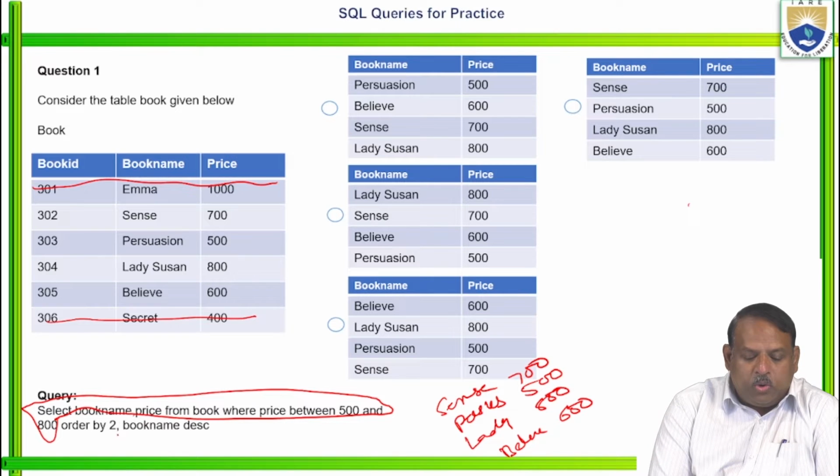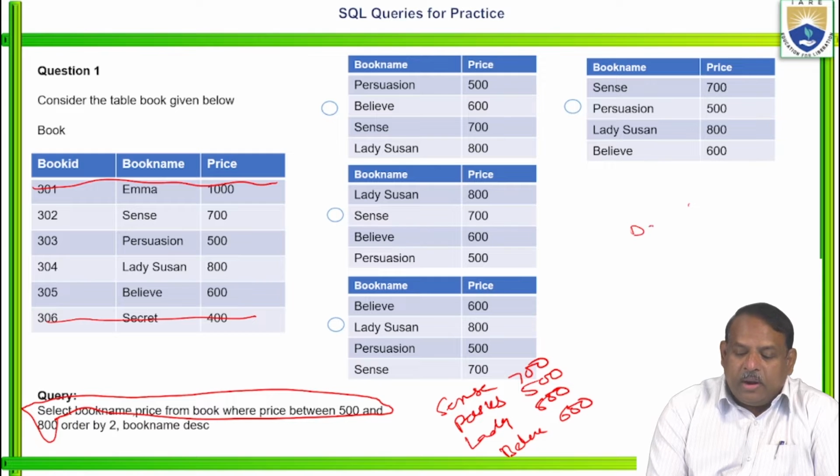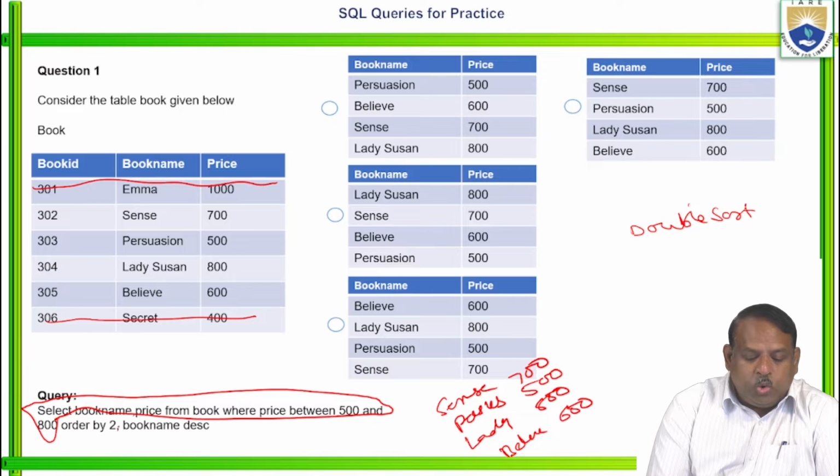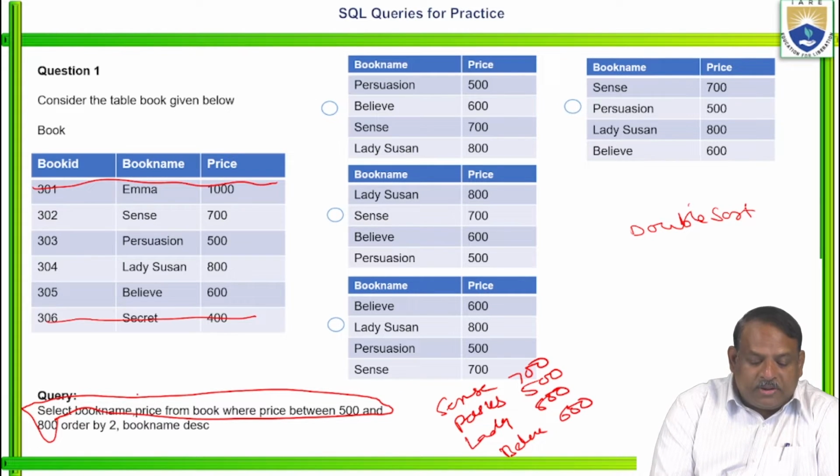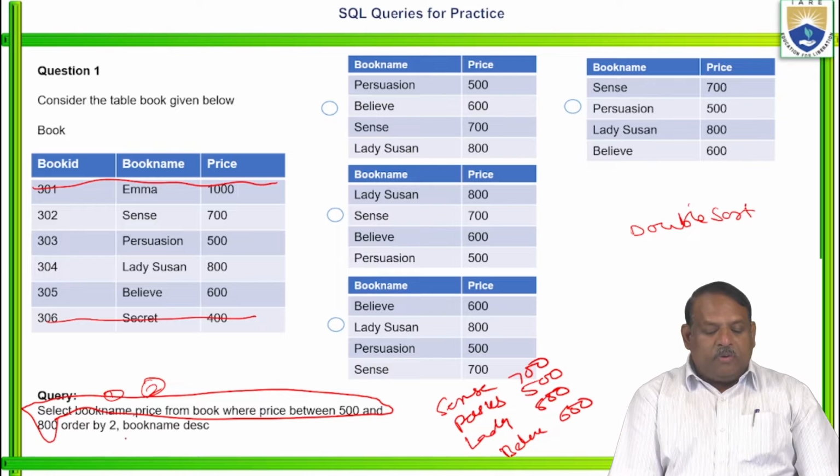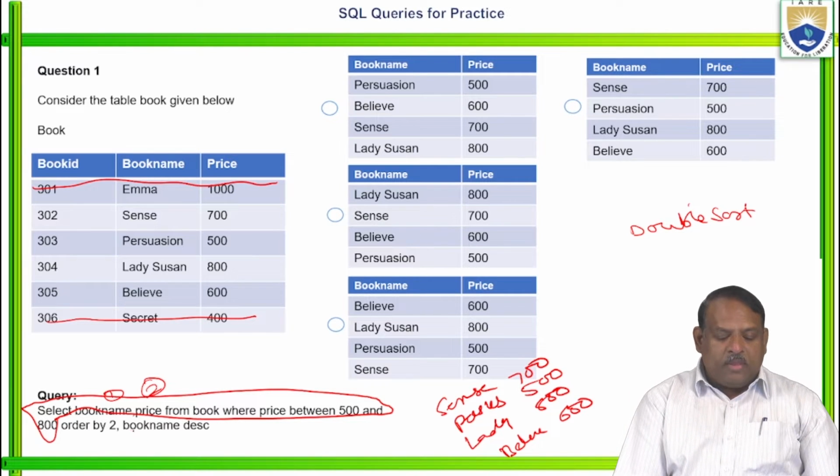Now you need to order by 2, comma. Here we have to do a double sort. First on 2. What is 2? It is the second column in the select statement. Book name is the first column, and the second column is price. We need to sort by price. By default it is ascending, so they have not given it.